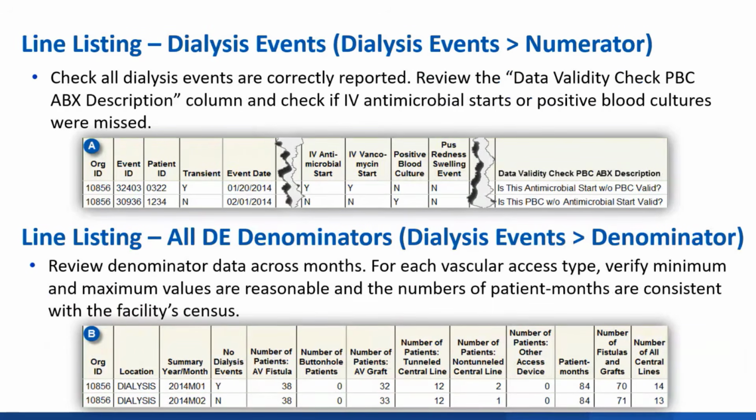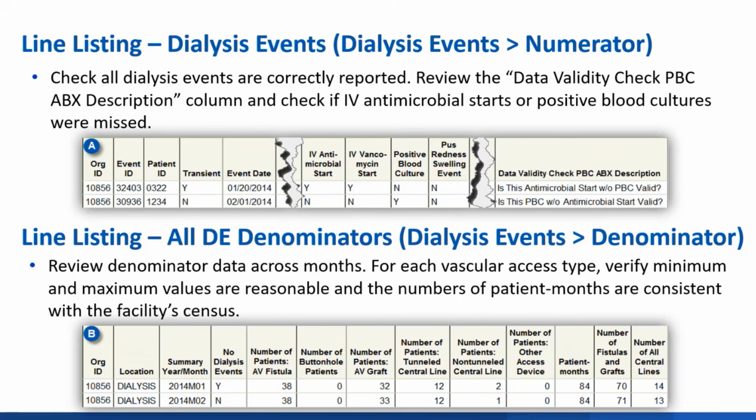We also have line listings for dialysis events and denominators. So for the dialysis event line listing, it checks all dialysis events are correctly reported and reviews the data validity. Check the PBC and ABX description, so the positive blood culture and ABX start description column, and check if the antimicrobial starts or positive blood cultures were missed.